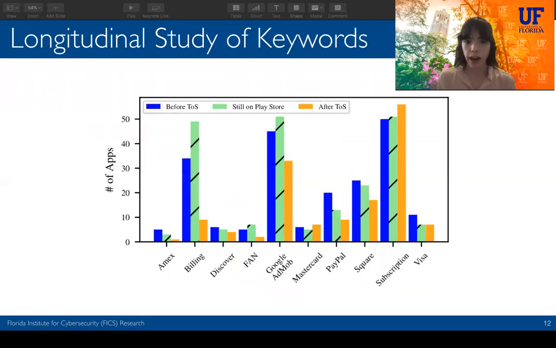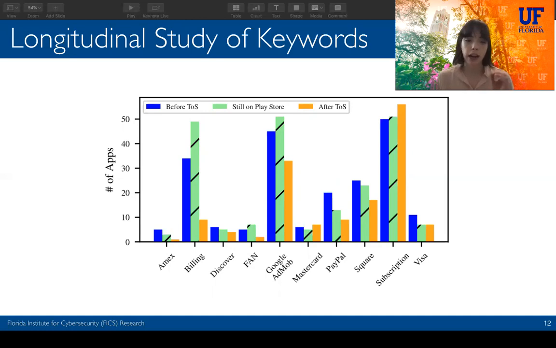To look closer at this in our longitudinal study of the TOS change, we identified apps that we knew had to have been on the Play Store at some time. We were able to do this by using the IABS, or in-app billing services, keyword in these apps. We looked at the apps that were identified before the TOS change of October 2020 and after it, and identified that if any versions of their apps had used in-app billing services, they had to be on the Play Store at some time.